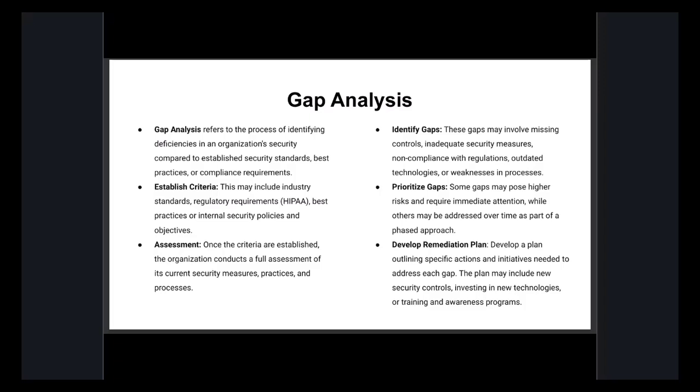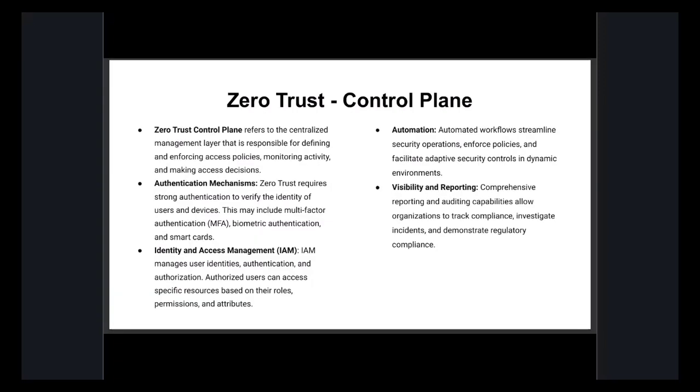Next, we would do prioritization. This is when we will take a look at all of the different security gaps that we have, and we will rank them, to see which pose the higher security risk and should require our immediate attention. And lastly, in gap analysis, we will develop a remediation plan. This is where we will develop a plan that will outline the different steps that we will need to address each gap, create new security controls, training programs, and identify any new hardware or software technologies that would help us to improve our overall security posture.